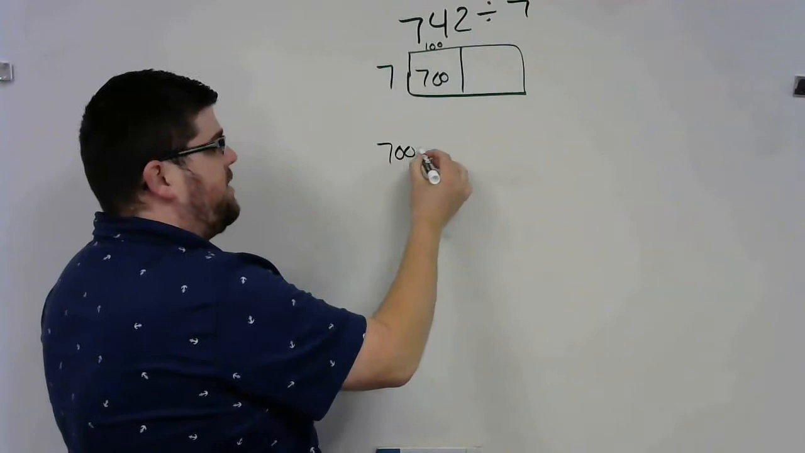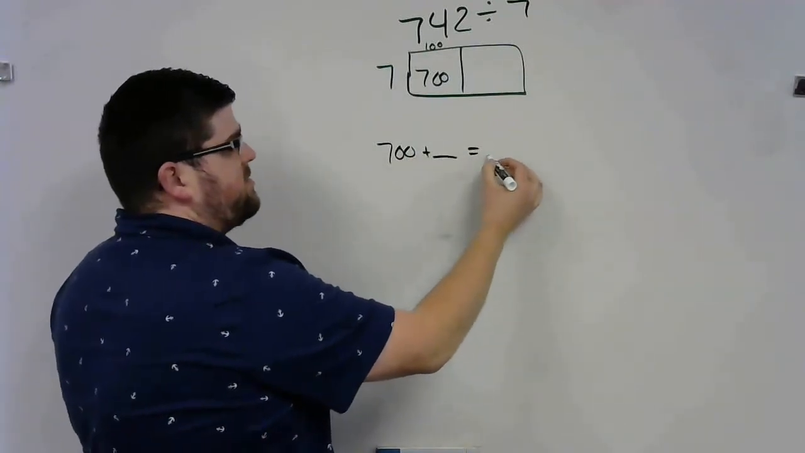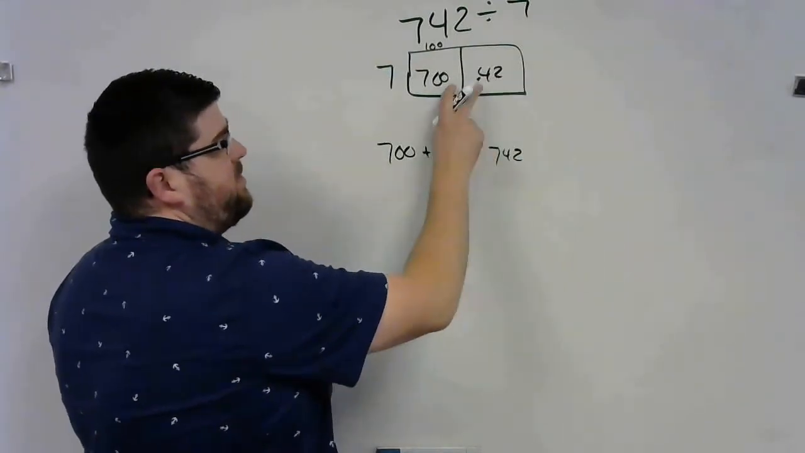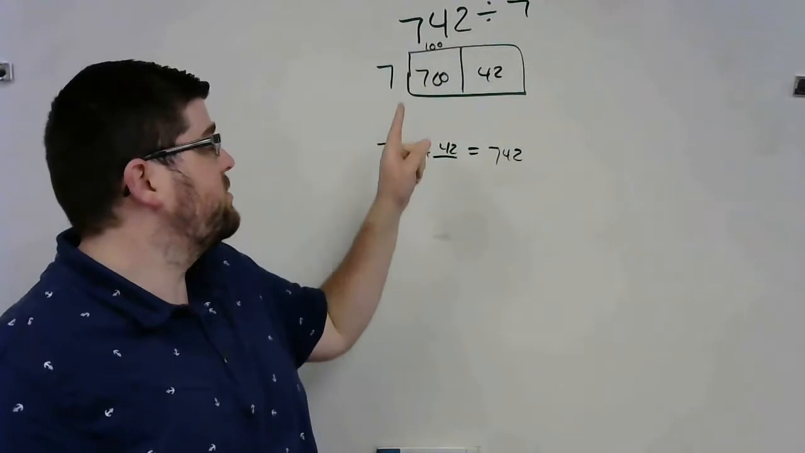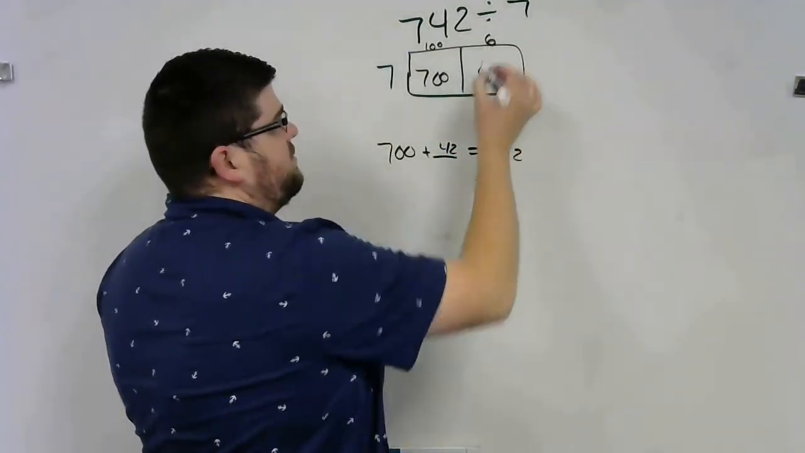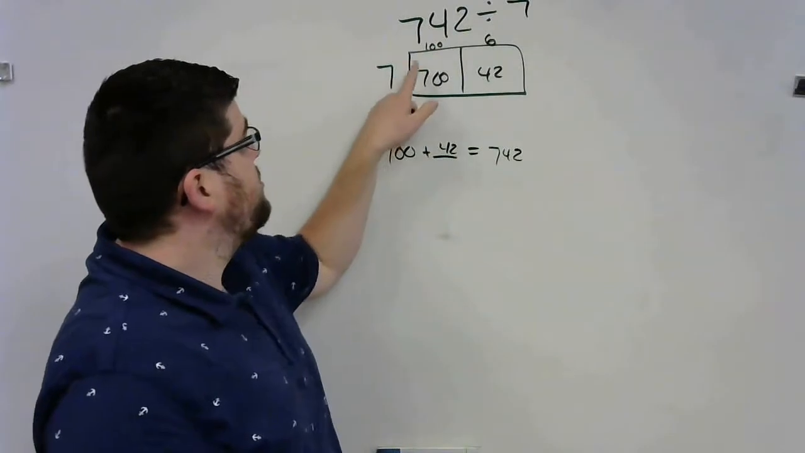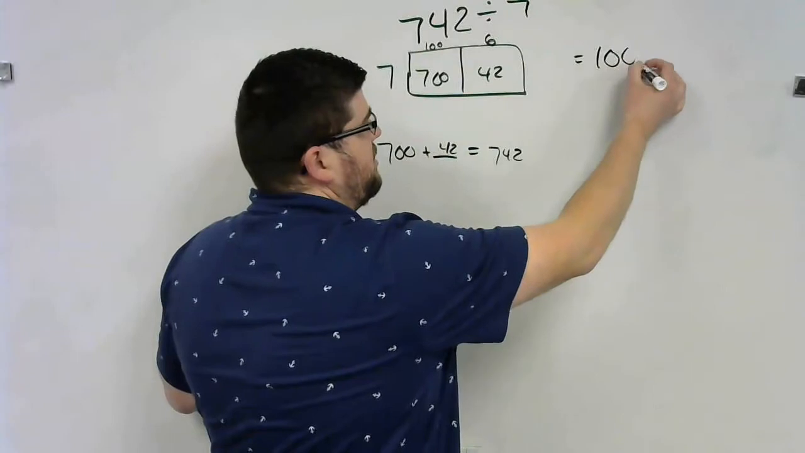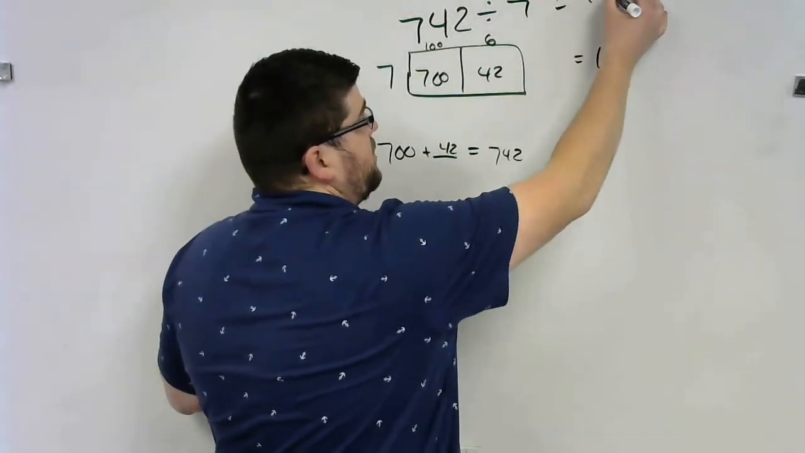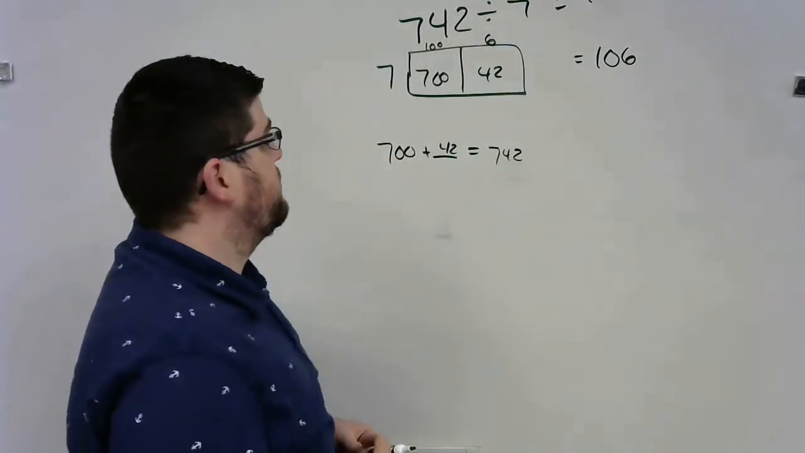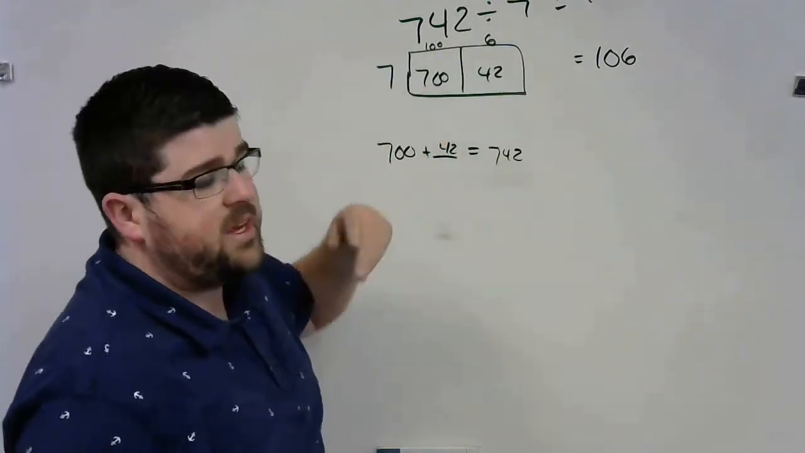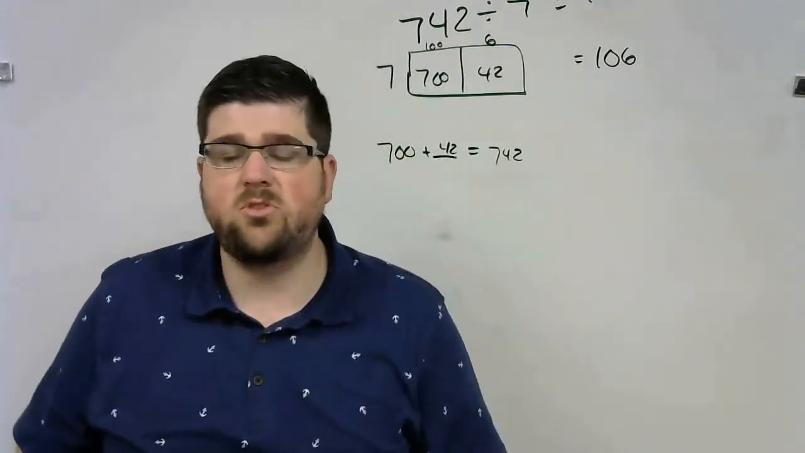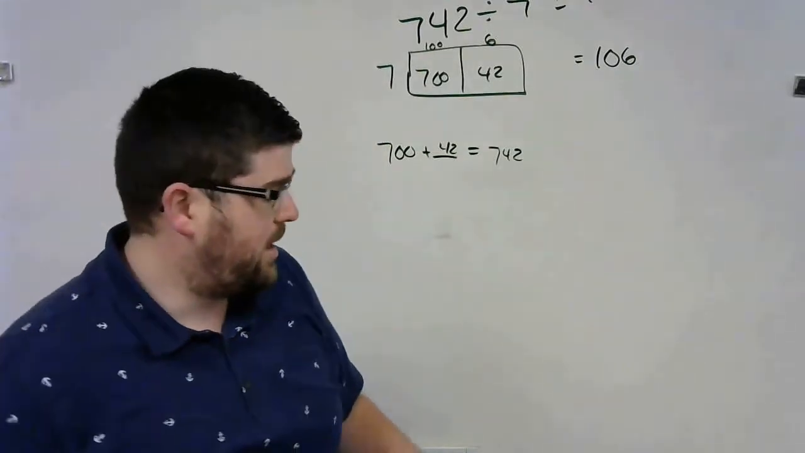That leaves me in this box to have 42 left, because remember, these two boxes here have to equal that other box. So 7 goes into 42 6 times. So then 100 plus 6 equals 106. So 742 divided by 7 equals 106. And again, I started with 700 because I want to use those multiples of 10s and 100s as much as I can today. If I can use those multiples, it makes my whole life a lot easier.